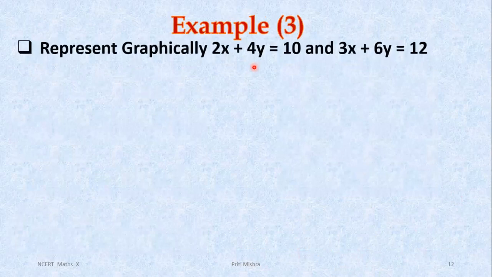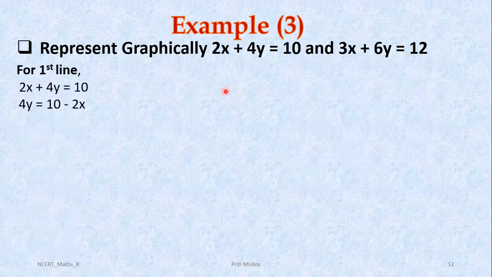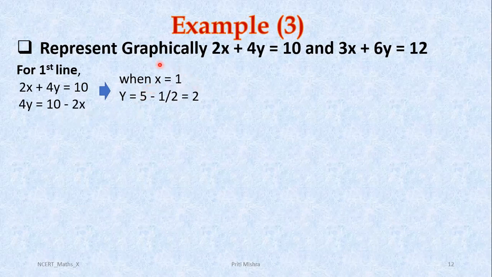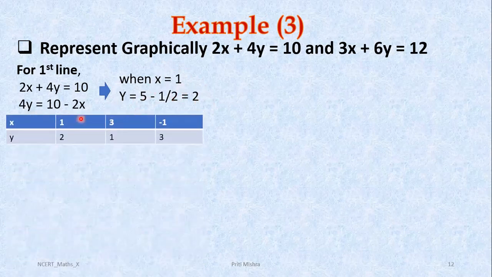Represent graphically 2x plus 4y is equals to 10 and 3x plus 6y is equals to 12. So for first line, rewrite it for y. 2x plus 4y is equals to 10. So 4y is equals to 10 minus 2x. We can have, just after dividing it by 2, y is equals to (5 minus x) upon 2. Then for x is equals to 1, you can have y is equals to 2. Just like this, we can have 3 different coordinates for this line: 1, 2, 3, 1 and minus 1, 3.